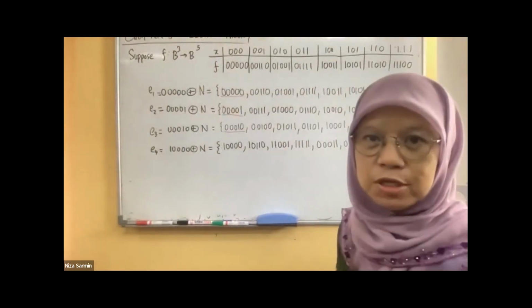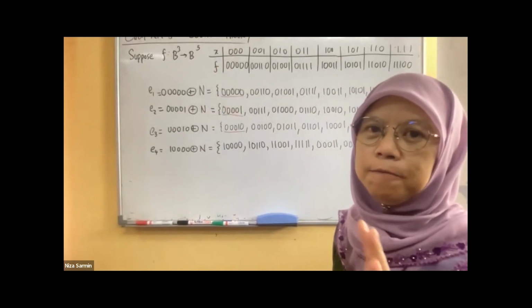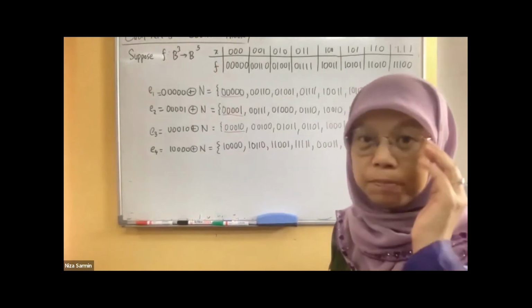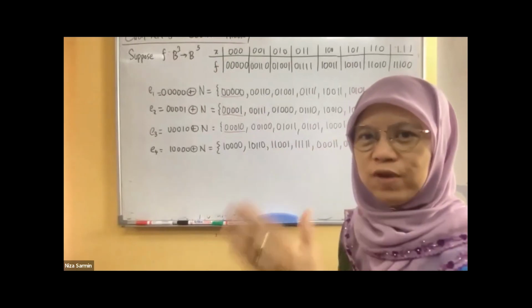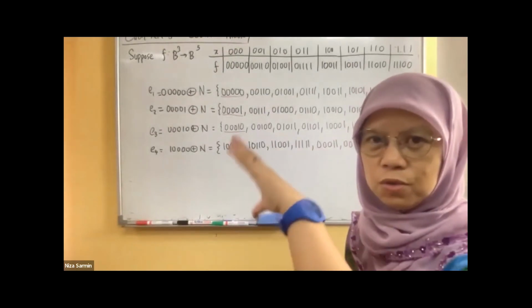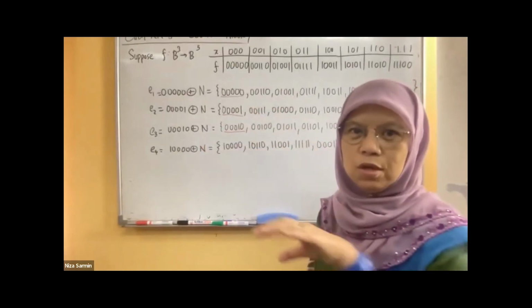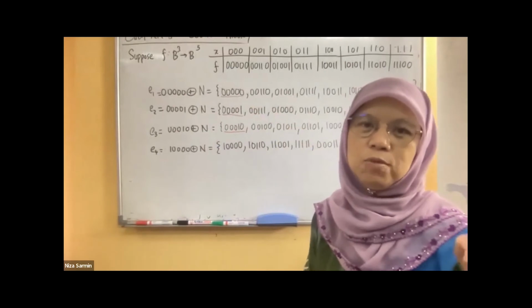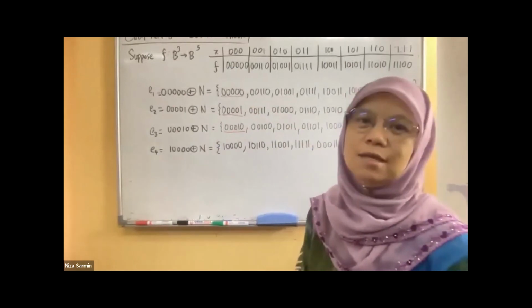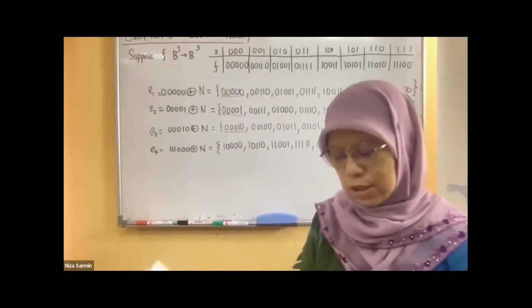So like I mentioned, the coset actually is a partition. Like you have one big cake, you divide into 4. So you have 32 of you in the class. We divide into 4 groups. Each group has 8 students inside. So this is how the coset works.